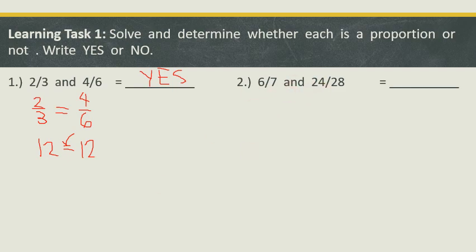Next, number 2. So, we have 6:7 as to 24:28. So, 6 times 28 is 168. While 24 times 7 is 168 din. So, ibig sabihin, equal siya. So, ito ay yes.